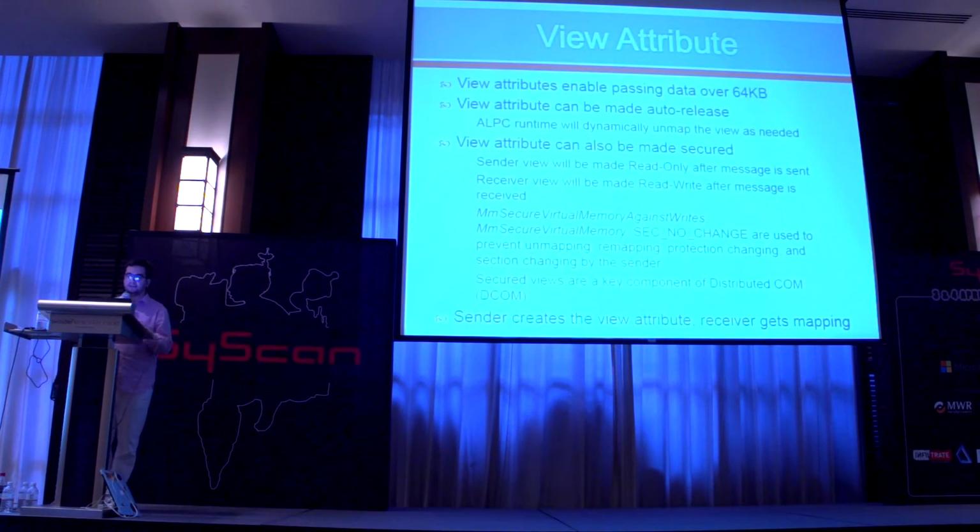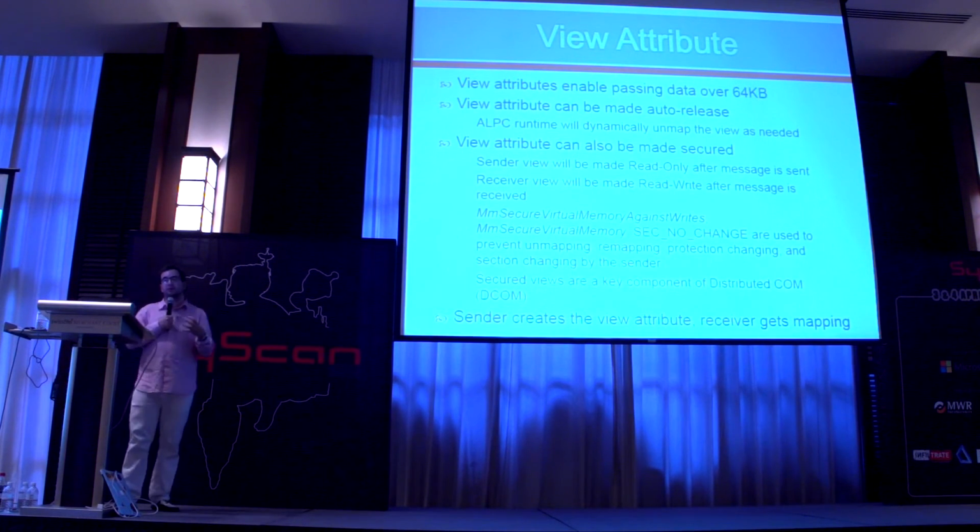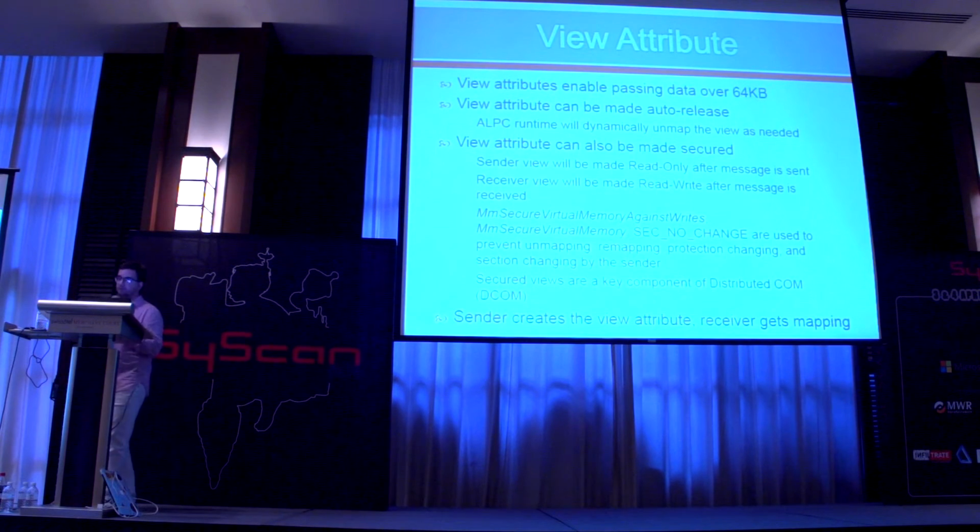So all these APIs on a slide are used to make sure that there's no way that you're ever going to be able to touch that memory again while the receiving side is processing it. So this is a key component of how DCOM is able to work. And again, the attribute mechanism lets the kernel manage all of this in a safe and secured way.